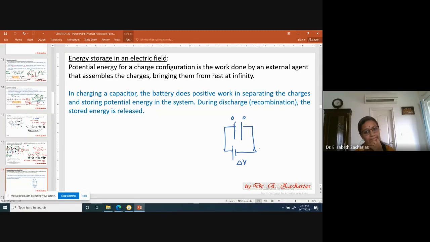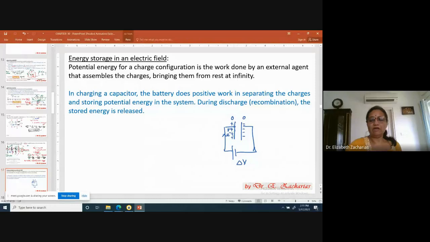I said there will be a current flow like this. That means there is an electron flow in the opposite direction. It will pull out electrons from the left plate and put them on the right plate. Within a short time, this plate will become negatively charged. This plate will become positively charged. Is this clear?